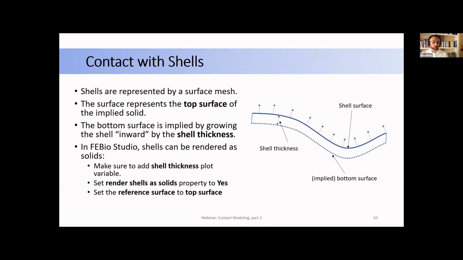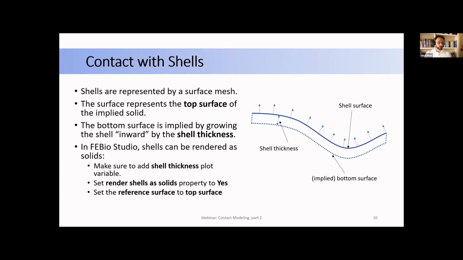Okay, so let's move on to contact with different types of element formulations. So first we'll talk about contact with shells. And so first of all, what is a shell? So a shell is basically still a solid, still represents a volume, but it has a very thin dimension compared to the other dimensions. And because of that, it's usually more convenient to represent this as a surface mesh and then a scalar shell thickness value that tells you how thick the shell is on different parts of the mesh.